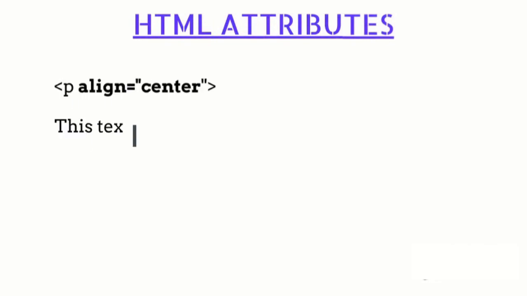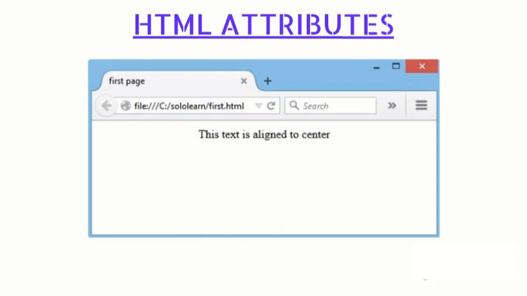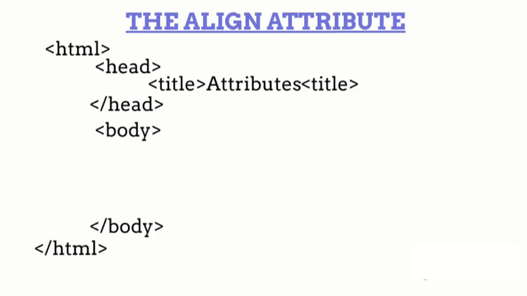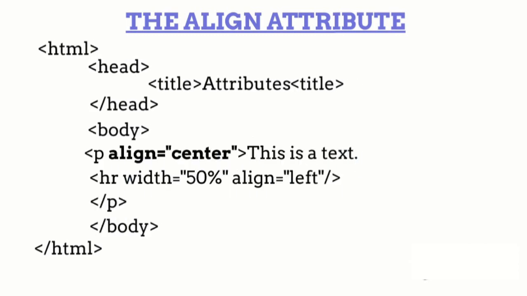Attributes provide additional information about an element or a tag, while also modifying them. Most attributes have a value. The value modifies the attribute. In this example, the value of center indicates that the content within the P element should be aligned to the center. The align attribute is used to specify how the text is aligned.